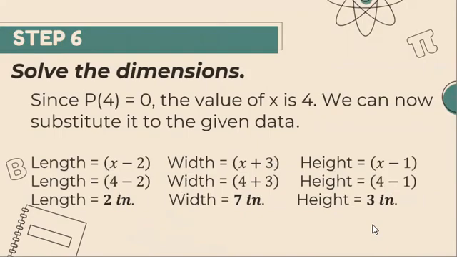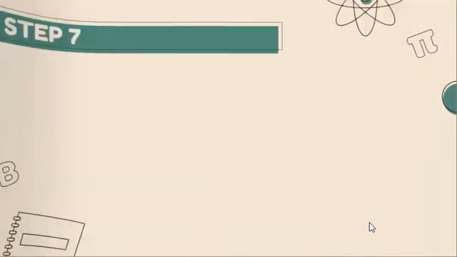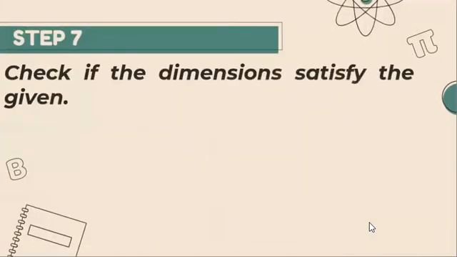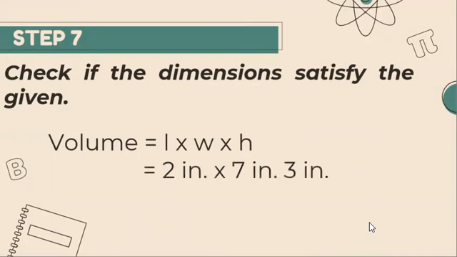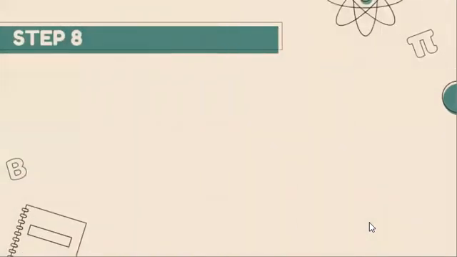So kung i-check po natin siya, for step number 7, check natin kung masasatisfy pa yung ating given equation. So again, the volume natin ay length times width times height. And ang nakuha po nating values ng length, width, at height ay 2 inches, 7 inches, and 3 inches. So kapag pinag-multiply po natin sila, it will give us an answer of 42 cubic inches. So ibig sabihin po, tama po na ang value ng x natin is 4.